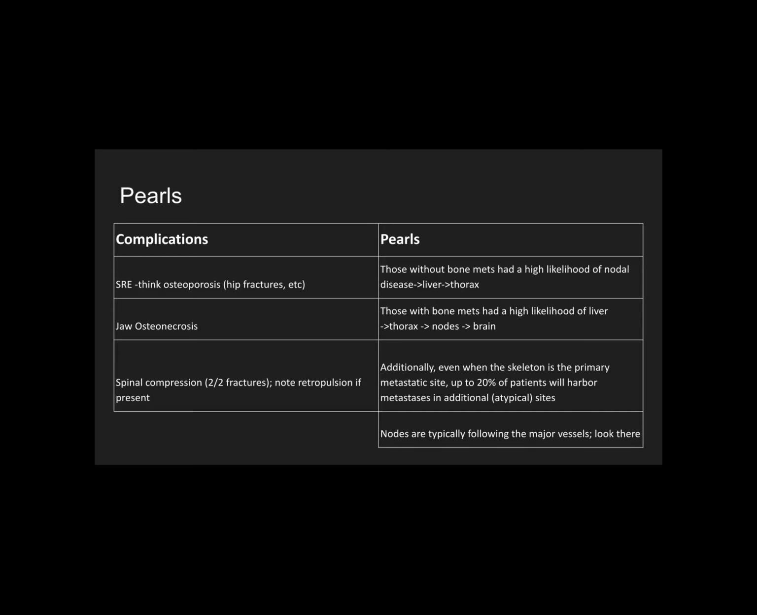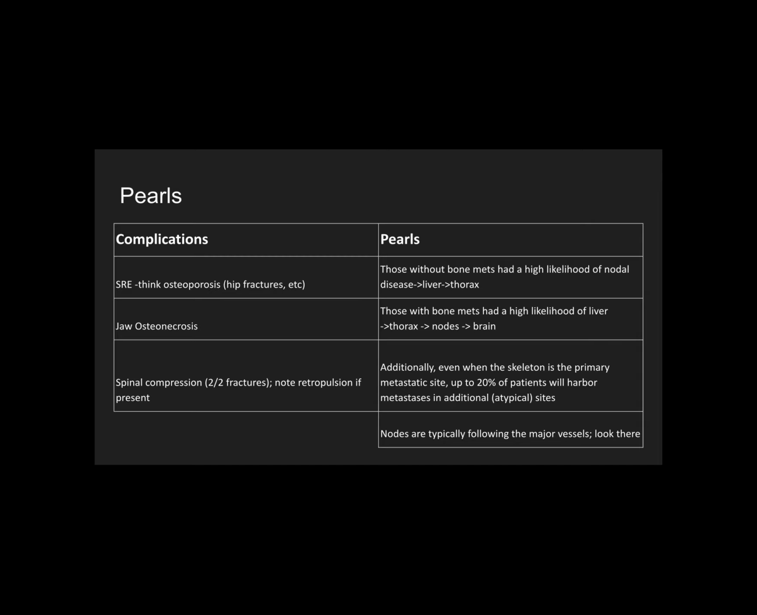Some pearls of prostate malignancy, or complications of prostate malignancy, include skeletal related events. So think about issues related to pathologic fractures, including hip fractures, jaw osteonecrosis, which can be a side effect of the medication they take, zoledronic acid, and then spinal compression fractures, just like breast, where you have to note if retropulsion is present because that can compress the spinal cord.